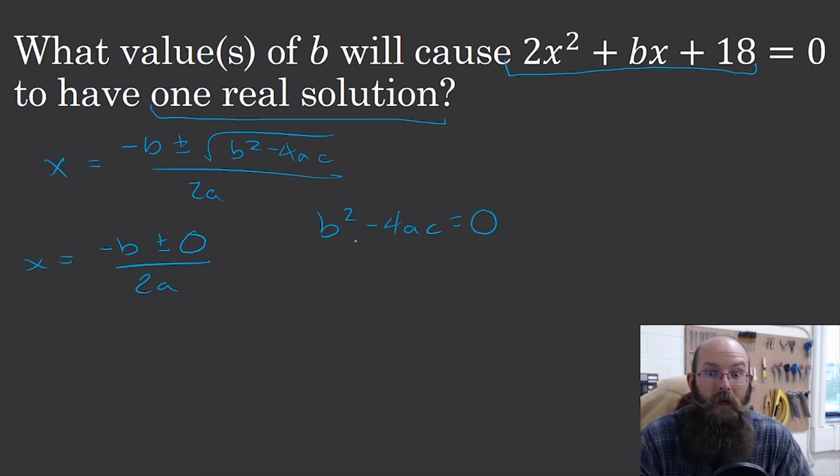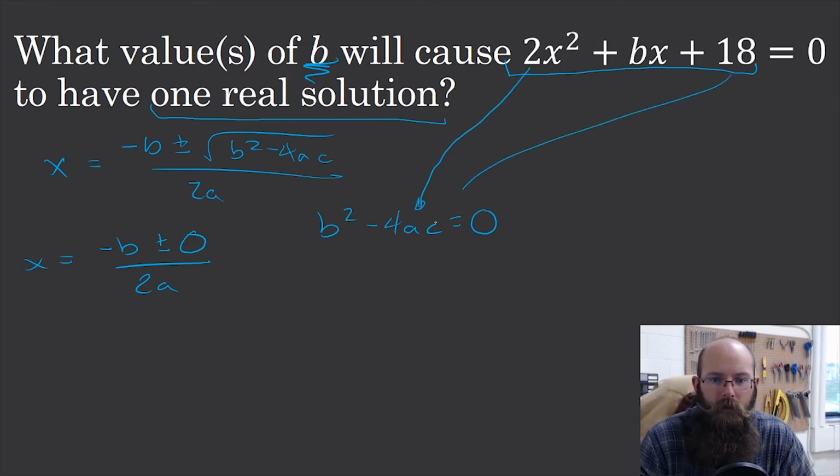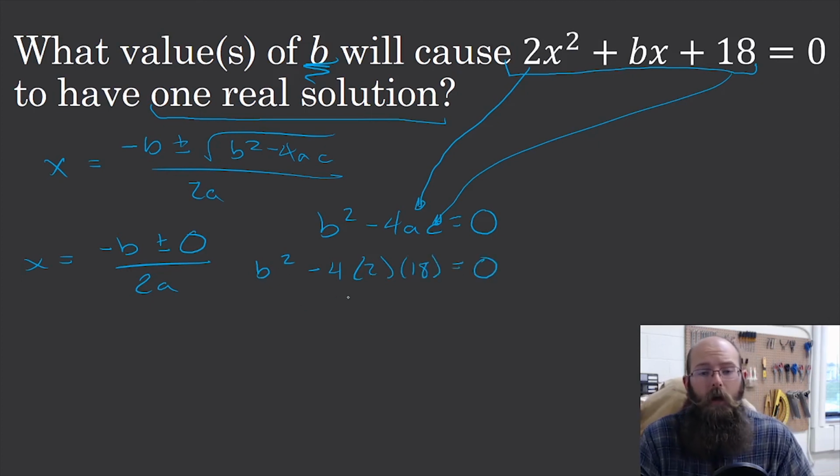Well, let's plug in what we know and then solve for whatever b is to make sure that it equals 0. I don't know what b is. I'm going to leave it as b, but I know what a and c are. a is here and c is here. So I have b squared minus 4 times 2 times 18, and that's supposed to equal 0 so that I can figure out what b is. And let's see, that's 36 times 4. Better do that math off to the side. All right, 144. So b squared minus 144.